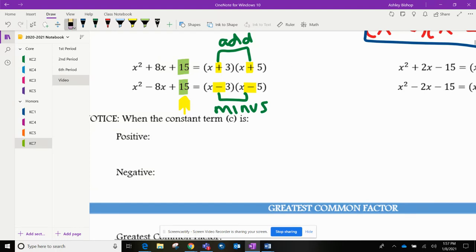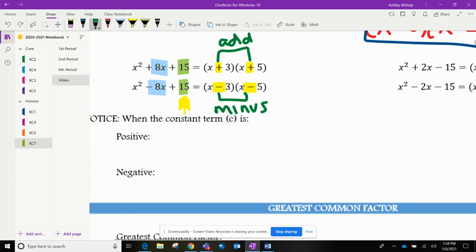They're the same operation. Now you're like, Ms. Bishop, how do I know if it's x plus 3 or x minus 3? How do I know if they're both addition or both subtraction? You need to use the number in the middle to help you out with that. Positive 3 plus positive 5 gives me positive 8, so everything needed to be positive here. Negative 3 plus negative 5 gives me negative 8. That's how I knew both were going to be minus.